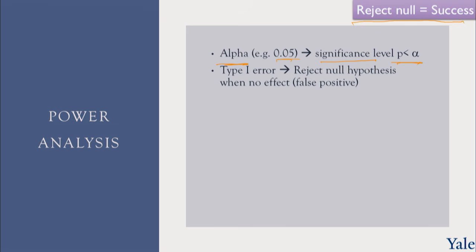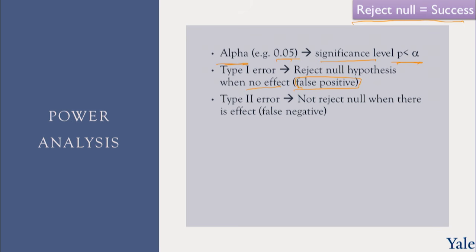We have two kinds of error in this type of procedure. The first one is called a type 1 error in statistics, and that says we reject the null hypothesis when there's in fact no effect. This is what's called a false positive. Just like the case of detection, we reject the null hypothesis. We say there's a difference between the drug and the placebo when in fact there is no difference. This is a type 1 error. The second one, and this is the goal of power analysis, is to minimize the type 2 error, when we do not reject the null hypothesis when there in fact is an effect. This is what's called a false negative.